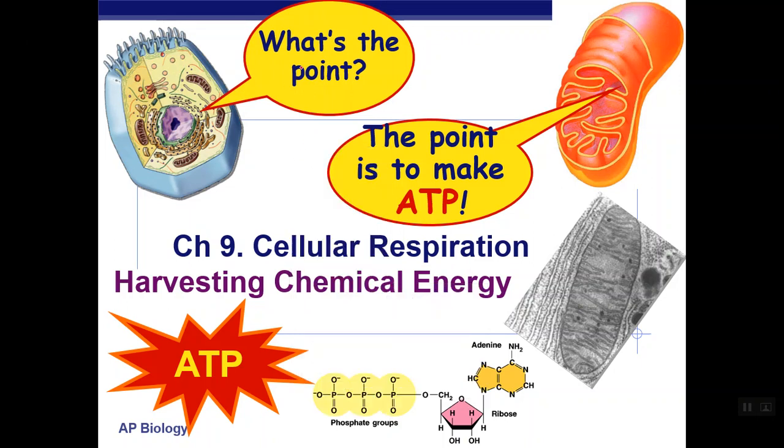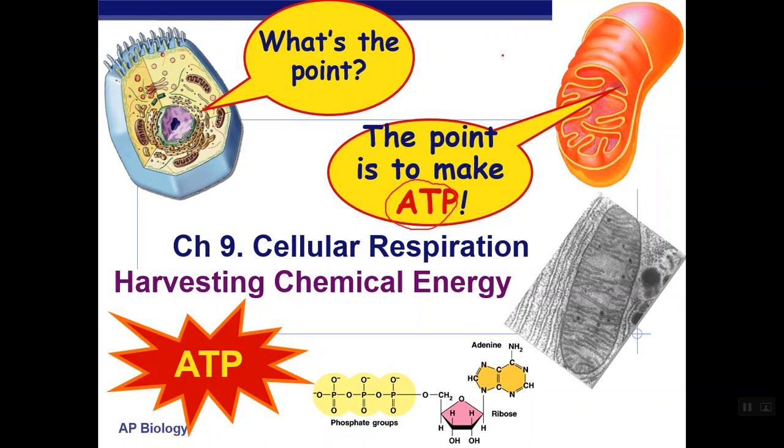All right, so the whole point of cell respiration is to make energy, right? And in terms of biological systems, energy is ATP. So that really is the whole point. Everything else is just a means to the end of making ATP. This is going to occur, at least in eukaryotic cells, in the mitochondria.